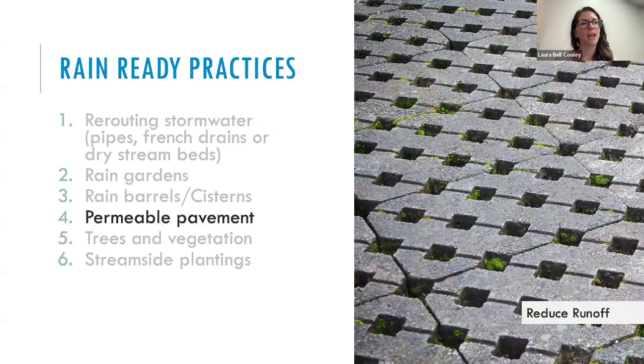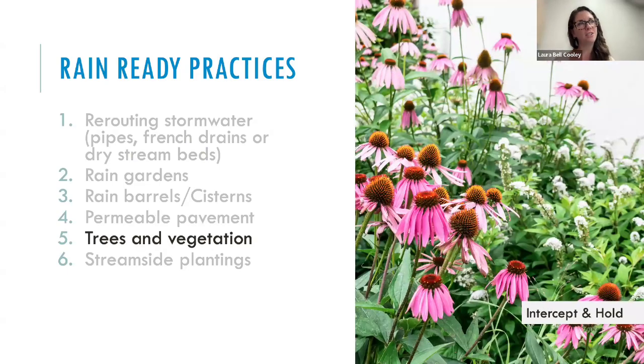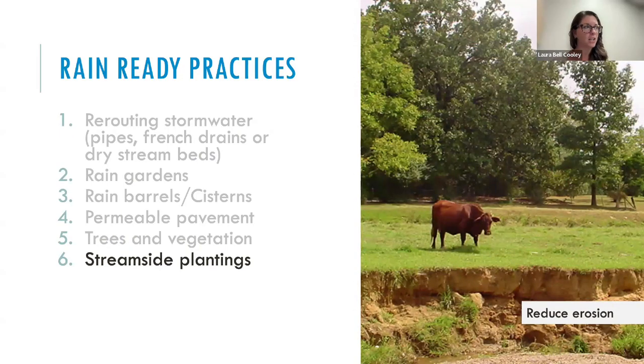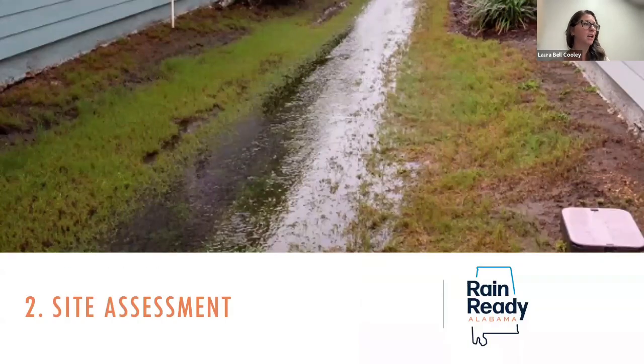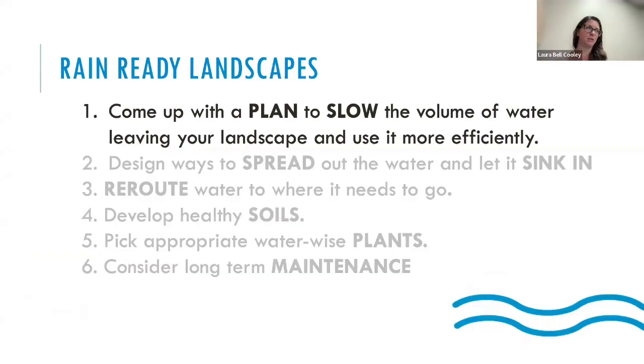Permeable pavement allows stormwater to seep back into the earth without as much runoff, but still kind of gives you the same overall functionality as a paved surface. And then trees and vegetation, they also play a big role in managing stormwater and helping take up water from your landscape. And then if we get to it today, we'll talk about streams, the importance of streamside planting and how that helps prevent erosion on streams if you have a backyard stream, and it helps improve habitat and water quality.